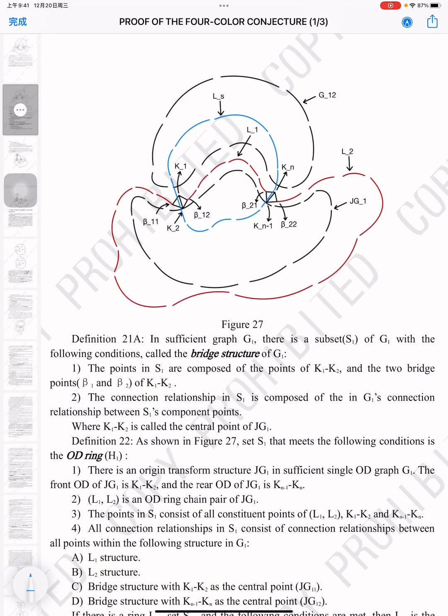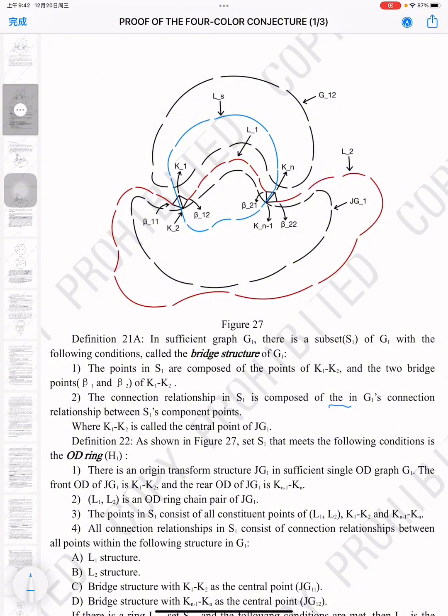Definition 21a. In sufficient graph G1, there is a subset S1 of G1 with the following conditions, called the bridge structure of G1. 1. The points in S1 are composed of the points of K1-K2 and the two bridge points bit 1 and bit 2 of K1-K2. 2. The connection relationship in S1 is composed of G1's connection relationship between G1's component points. K1-K2 is called the central point of G1.